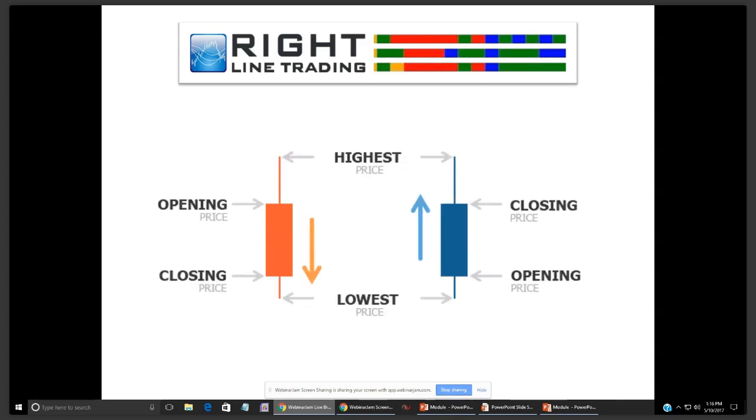Now let's take a look at the candlestick. This is going to be a review for some. It's going to be new for others, but it's never a bad thing to review this information. Now, on an up candle, this high wick here is always the high of the move. The bottom wick is always the low of the move. If it's a down candle, which is the orange candle, it opens here and closes here. If it's an up move, the candle opens here and closes here.